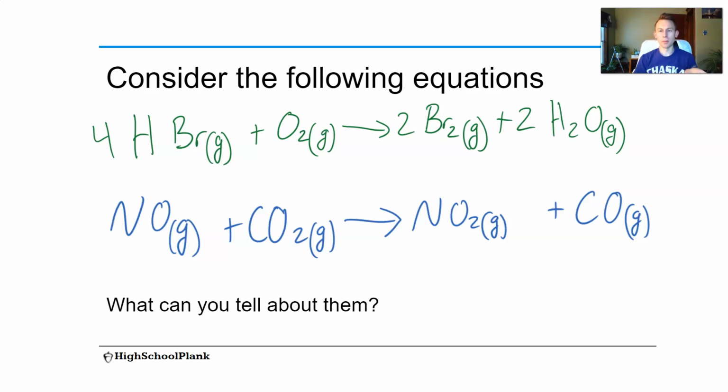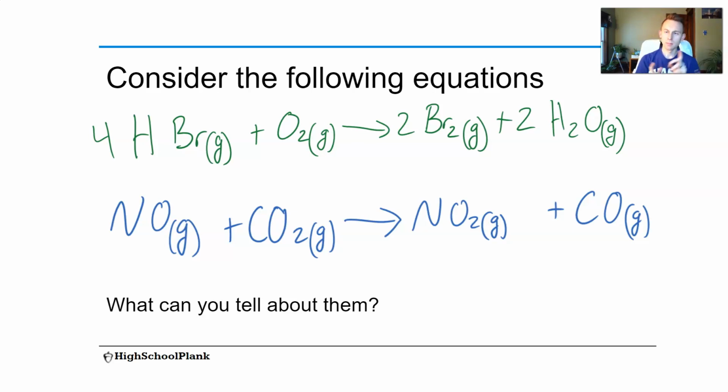But hopefully you can come up with something right away that you notice that, hey, the first equation, the one in the green, they're all gases. Hey, good job, you noticed that. And same for the blue one, the second one, they're all gases. We can also tell that there's hydrogen and bromine involved in the first one, and oxygen gas as reactants. And then they're producing bromine gas and water vapor. And the second one is a nitrogen-oxygen compound and carbon dioxide reacting to form nitrogen dioxide and carbon monoxide. There's a lot of things we can tell from this.